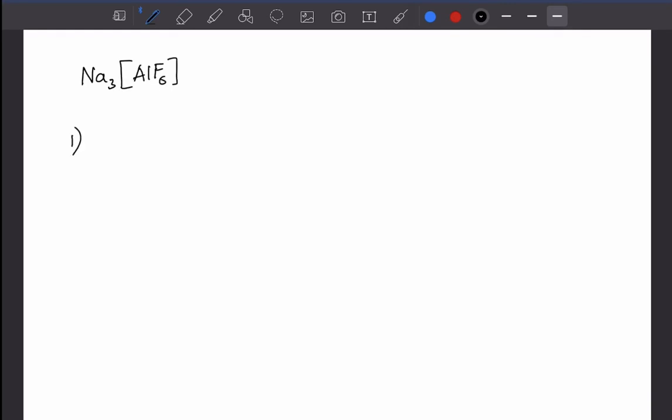So the first rule is the cation is named before the anion. So here we know that sodium is the cation, so the first name is sodium. Next, inside the ligand name, we write the first ligand names. What are the ligand names?